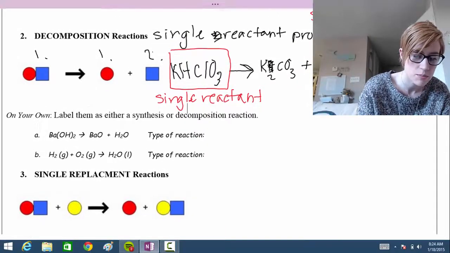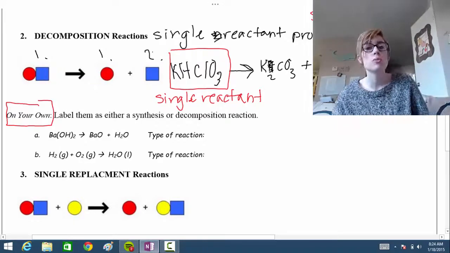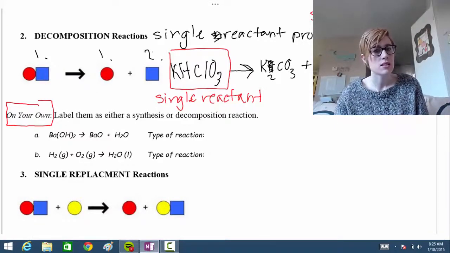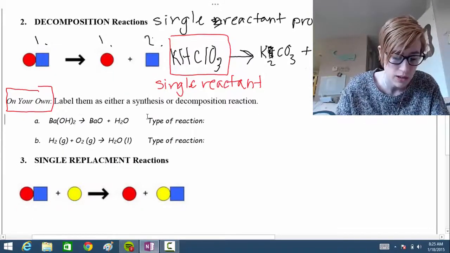So here's some on your owns. I'm going to try and stump you with these. We'll see if you get them right. See how well you were listening to me. On your own, there's 2 problems. One of them is synthesis and one of them is decomposition. So look at them and try to figure it out. And then I will tell you whether or not you're right or wrong in class, but you have to try them.